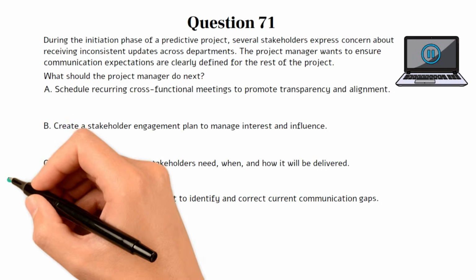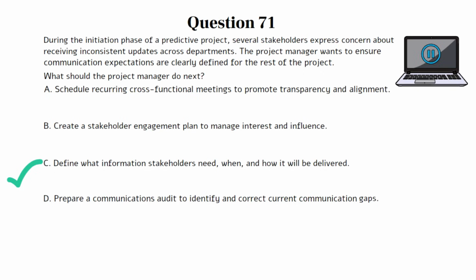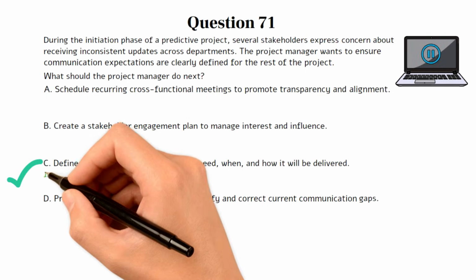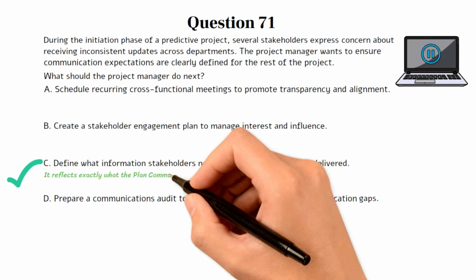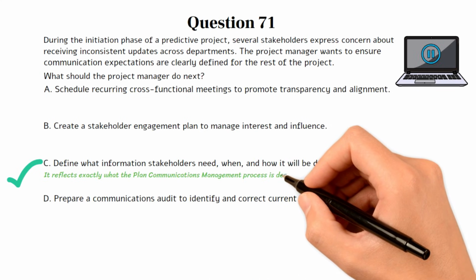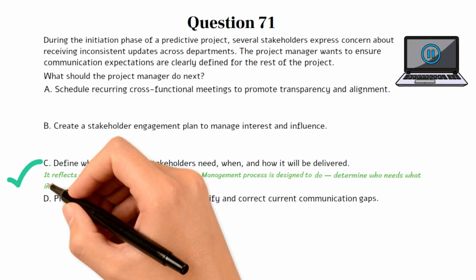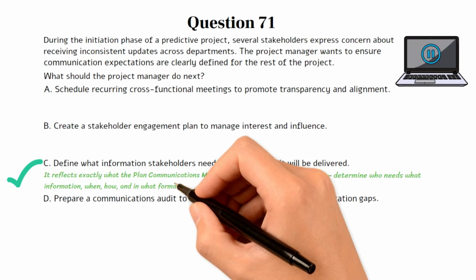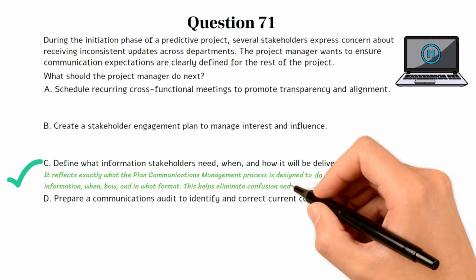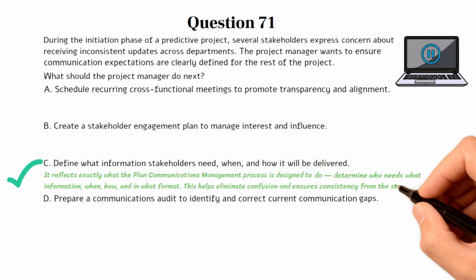The correct answer is C. This question tests your understanding of the planned communications management process in predictive environments. The focus here is on establishing clear expectations for communication before the project is in full swing. Choice C is the best option because it reflects exactly what the planned communications management process is designed to do. Determine who needs what information, when, how, and in what format. This helps eliminate confusion and ensures consistency from the start.